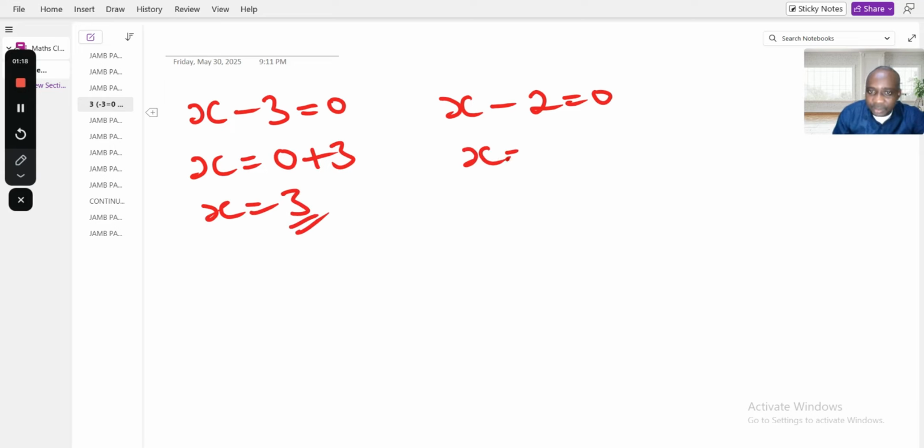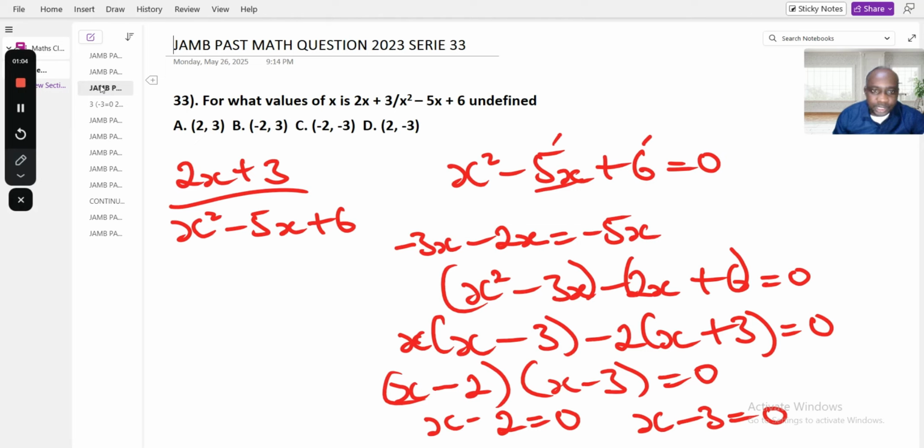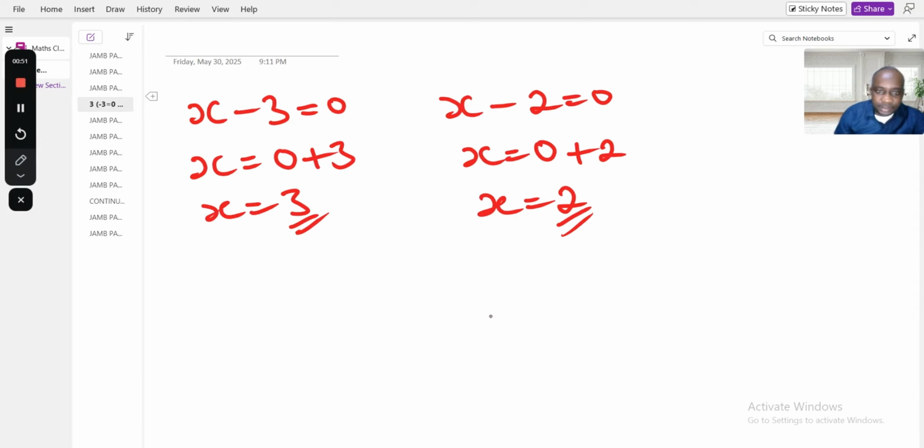Same thing, 0. This minus 2 will change to plus. So x is equal to 2. Our answer is 3 and 2. Let's go to the previous page. 3 and 2 positive, which is A. Our final answer is A. Let's move to the next question.